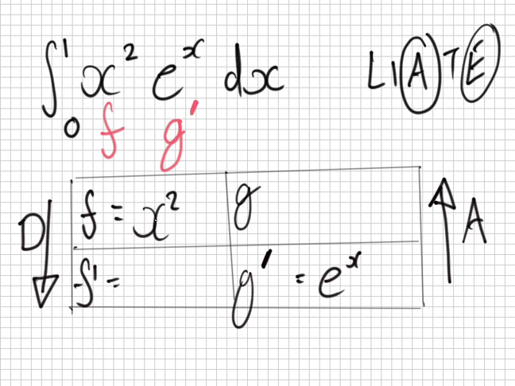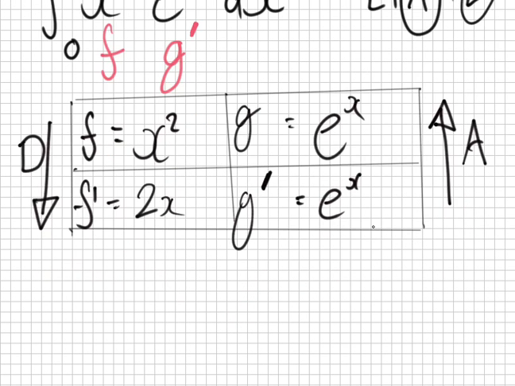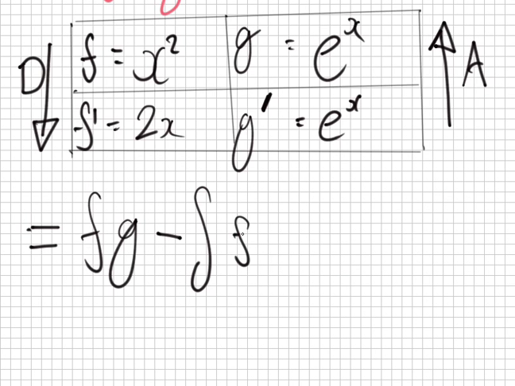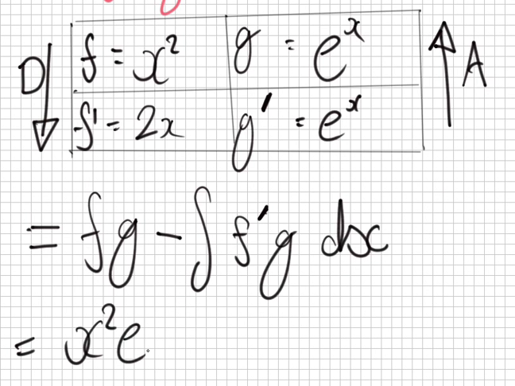So what's the derivative of x squared here? 2x. And what's the antiderivative of e^x? e^x. Good. Now we use our formula. The answer is FG minus the integral of F derivative G dx. So that is x squared e^x minus the integral of F derivative, which is 2x, times G, which is e^x.